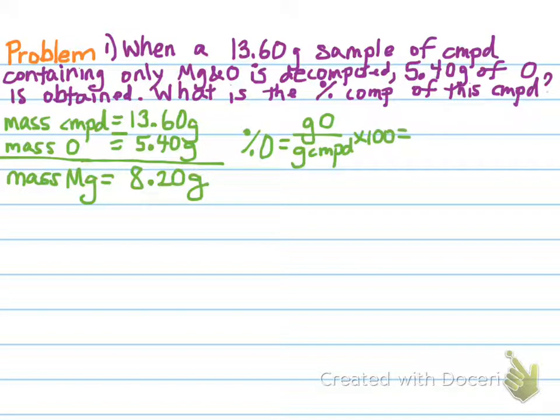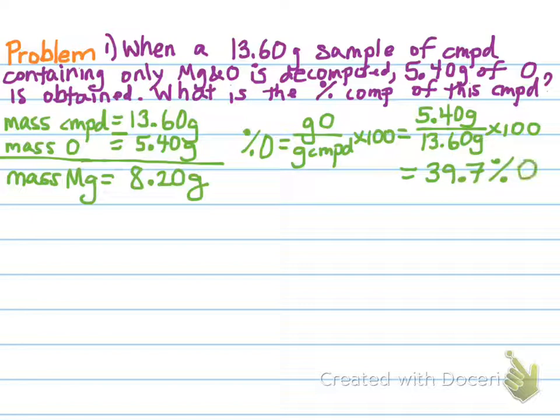So my grams of oxygen was 5.40 grams. My grams of my compound was 13.60 grams times 100. Now, in terms of significant figures, now I'm multiplying and dividing. So 5.40 has 3 sig figs. 13.60 has 4. So my answer should have 3 significant figures. So you should get about 39.7% oxygen.